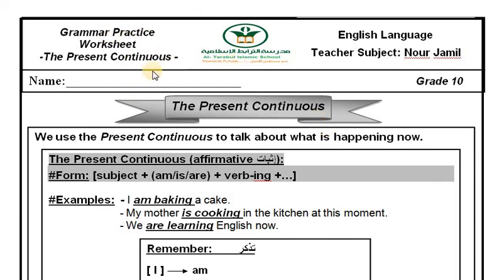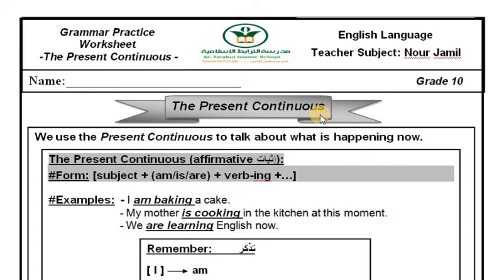As you see here, today we will talk about the present continuous. This is a grammar practice worksheet, the present continuous. ورقة عمل خاصة بالقواعد لدرس the present continuous. The present continuous المضارع المستمر.